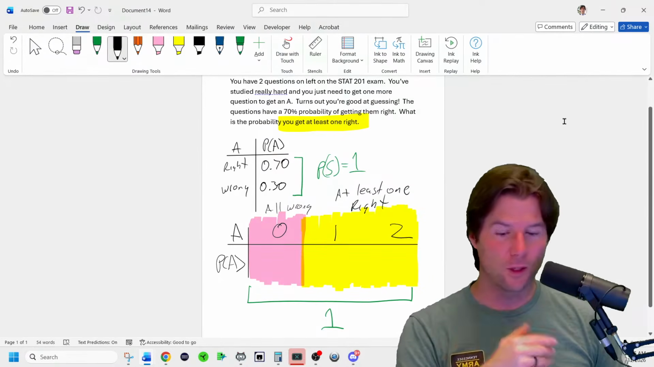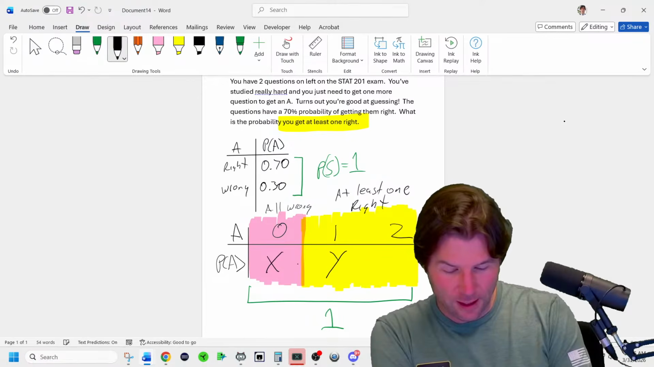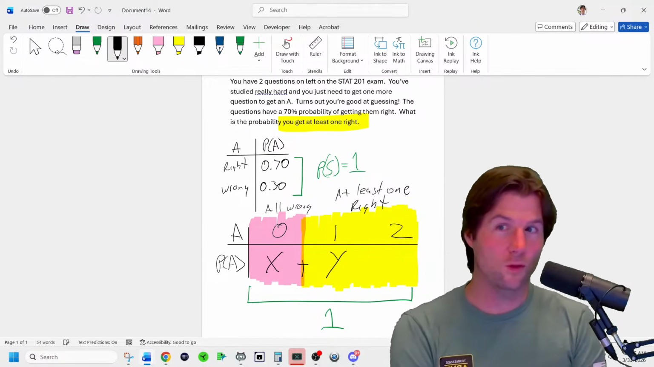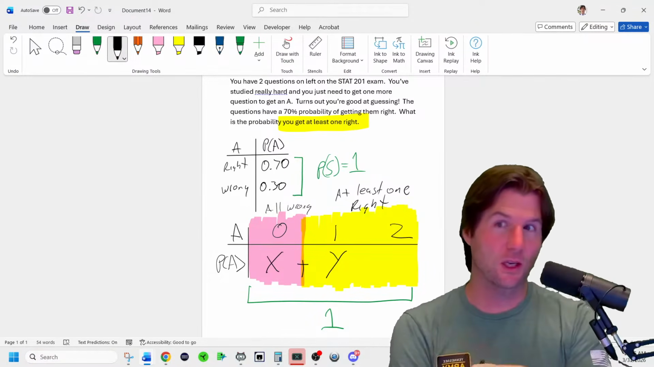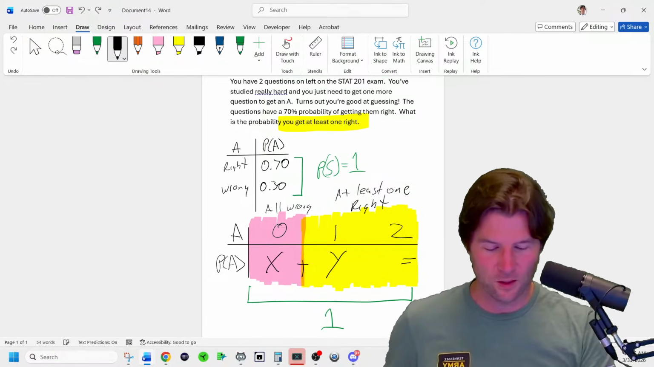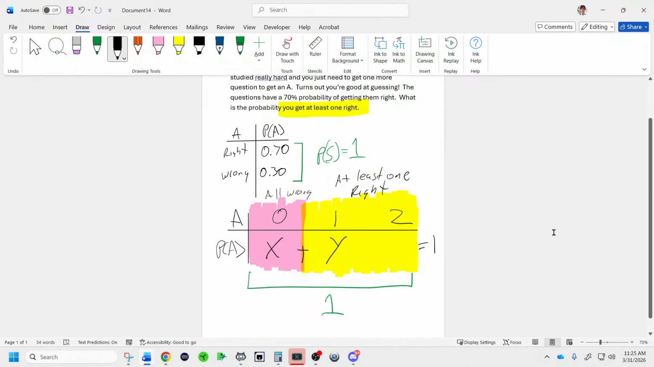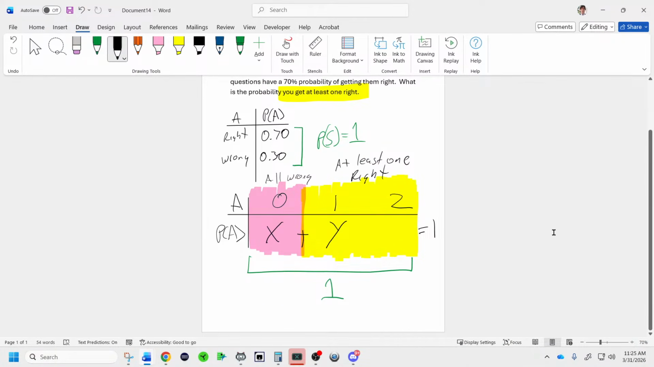So now when you think about this, if you call this x and you call this y, x plus y equals 1 because they're complements, because this is everything that could occur. So x plus y equals 1. I want to make this clear. We're not putting 2 equals 1 or something. So now we just need to put it into equation. Well, how can we solve for y? Y equals 1 minus x.